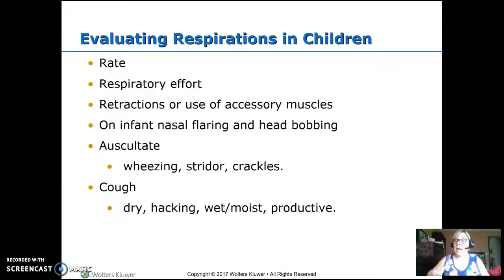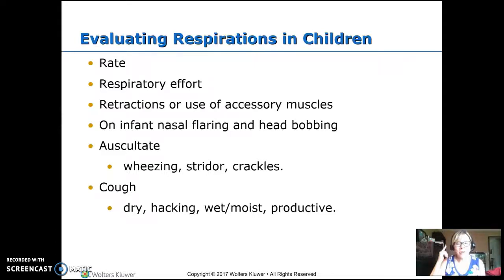With infants, they're obligatory nose breathers for the first 6 months or so of life. So you'll see nasal flaring and head bobbing if they're having trouble breathing. When you listen, don't just say they have wheezes. Are they inspiratory? Are they expiratory? Are they just occasional, or are they every breath?